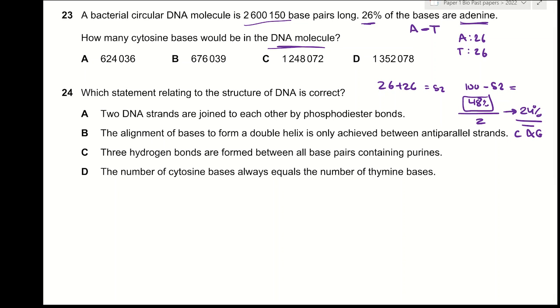Now it says, how many cytosine bases will be in the DNA molecule. Here it says it's 2,600,150 base pairs long. This means it's only for one strand. Therefore, what we do is we multiply this number by 2 to calculate for the full DNA molecule. So if we multiply it by 2, it would give us 5,200,300. Then we multiply this number by 0.24, the percentage of cytosine that we just worked out, in order to find the number of cytosine in the DNA molecule. And this would give us C.